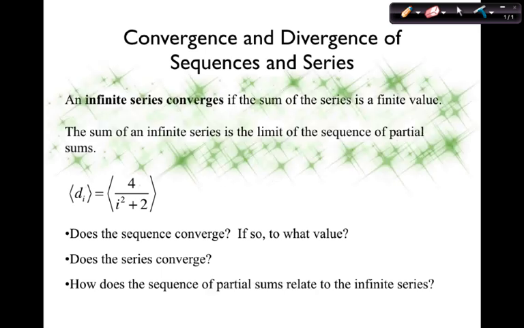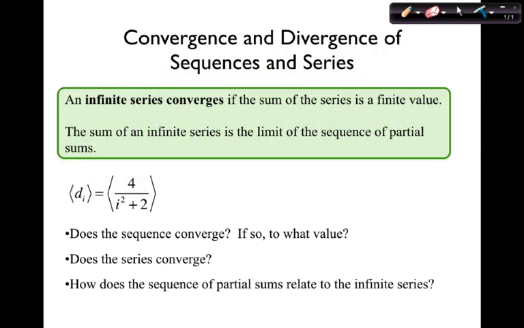Okay, so here we go. The infinite series converges if the sum of the series is a finite value. And here's this important point: the sum of the infinite series is the limit of the sequence of partial sums. If you really understand the sequence of partial sums, that should be a no-brainer. It's like, oh, of course, that makes perfect sense. So if that's still hazy, then go back and review and practice on sequences of partial sums and think about what that is.